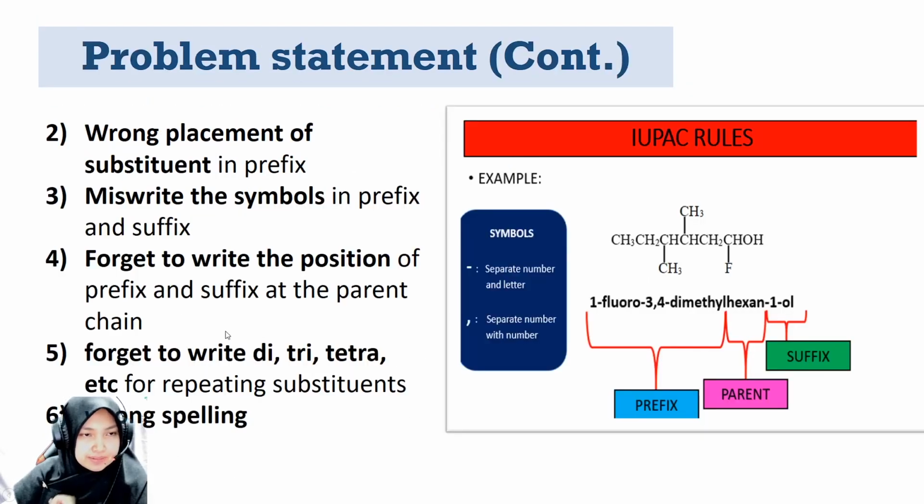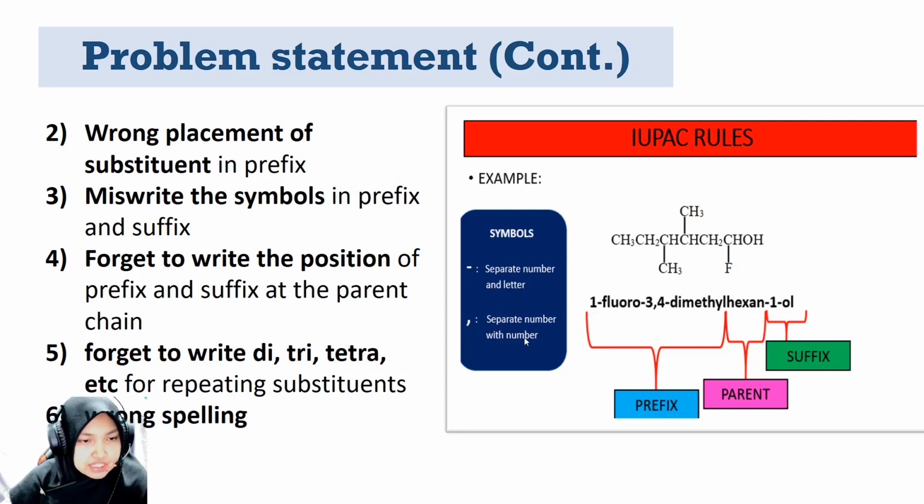The second problem is wrong placement of substituents in the prefix, where if we want to name an organic compound, we have to follow alphabetical order. And the third one, miswriting the symbols, where students usually forget to put the dash or commas, where the dash separates numbers and letters, and commas separate numbers from numbers.